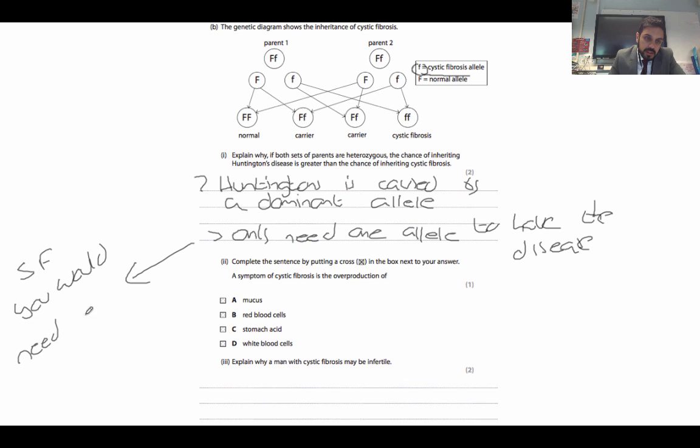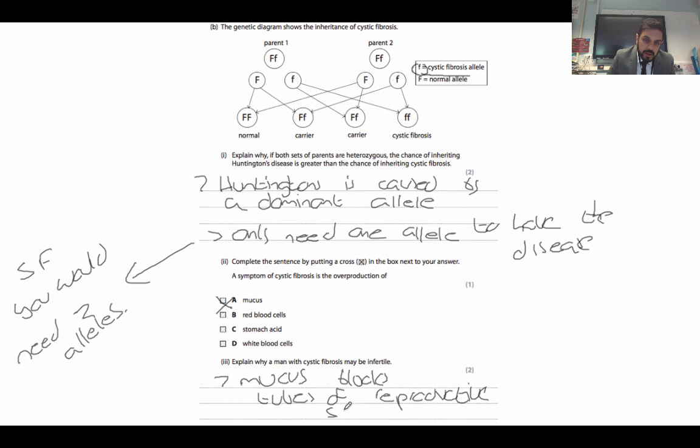Okay, complete the sentence by putting an X in the box next to your answer. A symptom of cystic fibrosis is the overproduction of mucus. Explain why a man with cystic fibrosis might be infertile. Now, this is a difficult question. First thing, mucus blocks the tubes of the reproductive system.